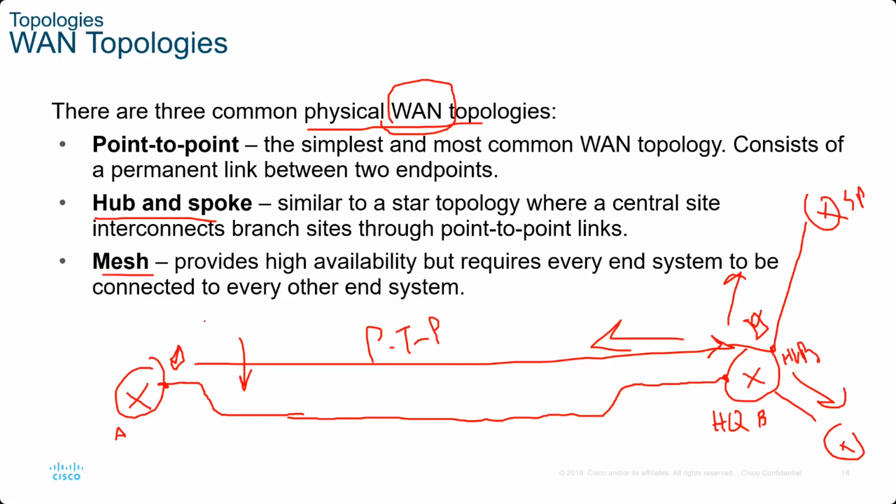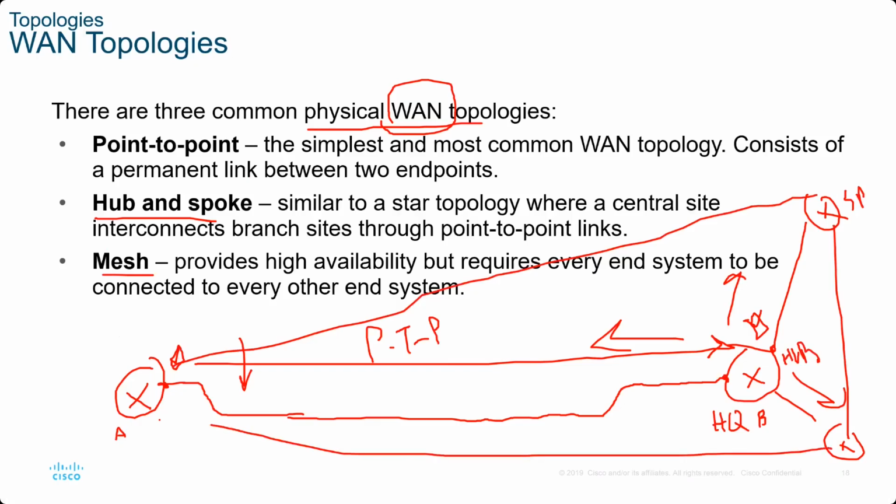And then the last one is mesh, where you would connect everything together, every device connecting to every other device, which is very expensive because you have to use n times (n minus 1) divided by 2 links. We're not going into those details, but these are some of the topologies physically possible when you are connecting devices in a WAN topology.